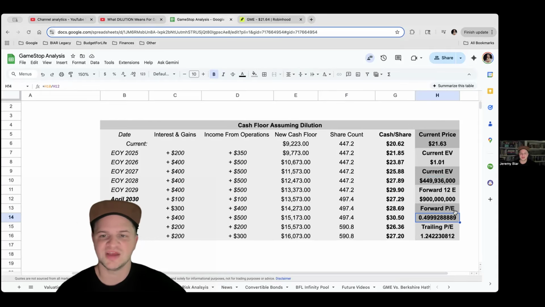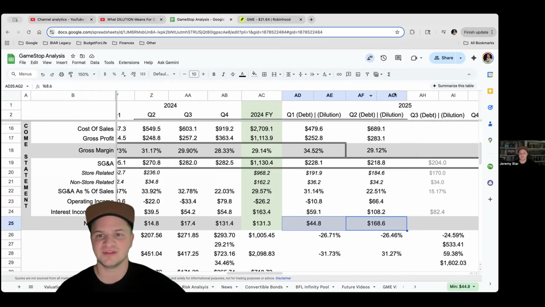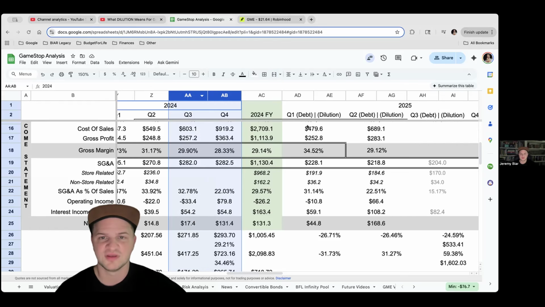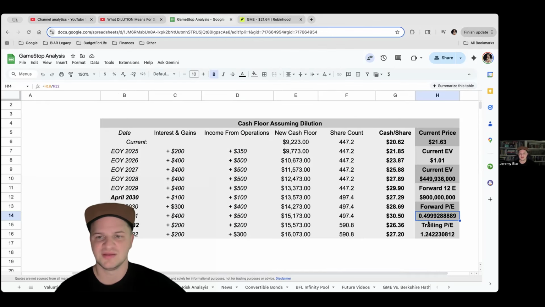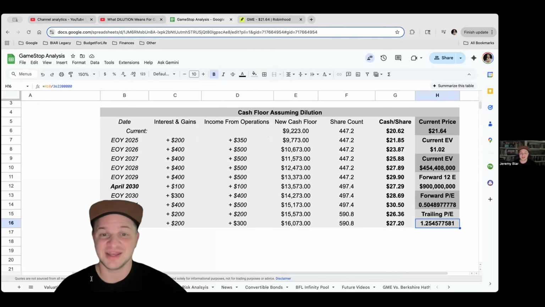So you have a forward PE of 0.49. And even if you wanted to take the trailing net income numbers, even though Power Packs didn't even exist for any of these 4 quarters, even though the Switch 2 wasn't out for 3 of these 4 quarters, you're still at a PE of 1.24 for a company that's growing at over 150% year over year in their most important line item as a retailer, which is their collectibles division, and growing total top line at over 20% year over year.